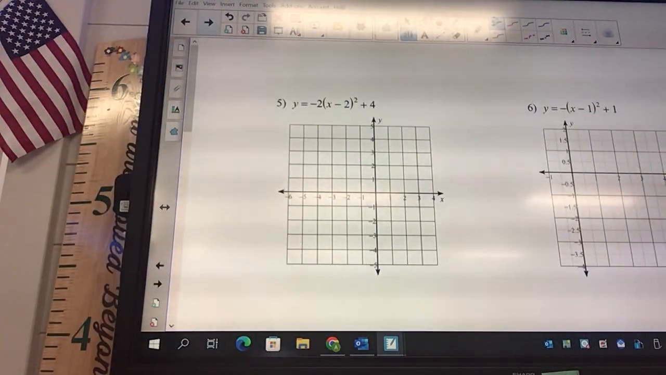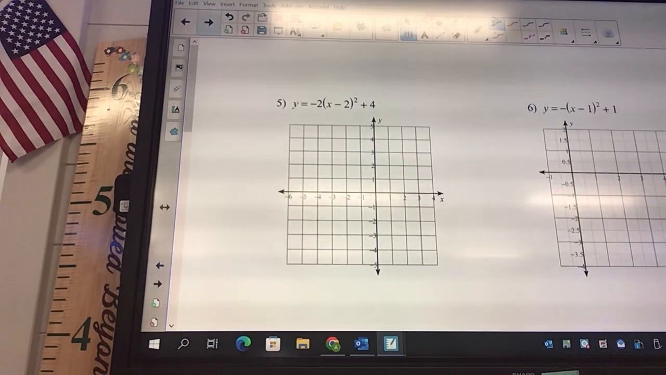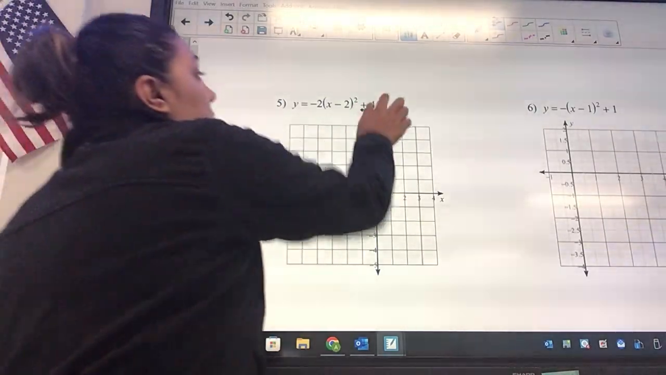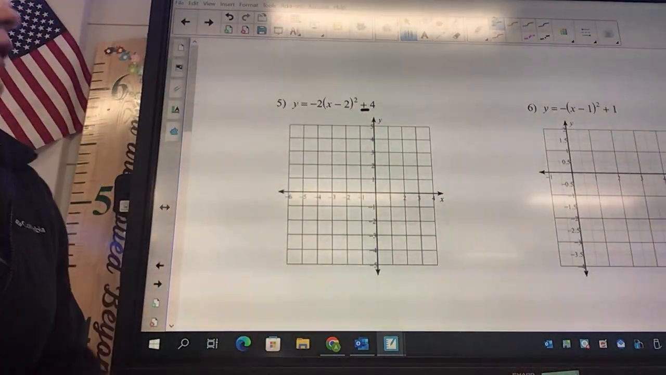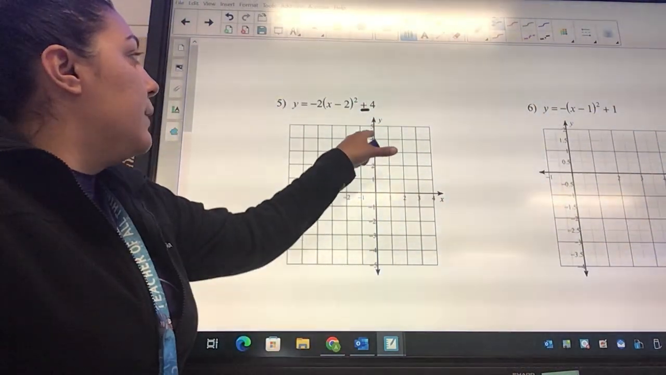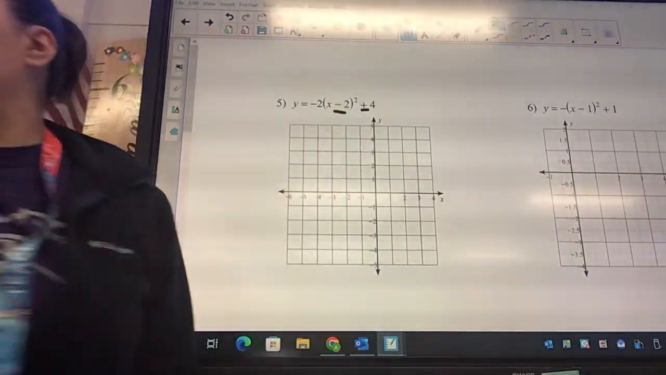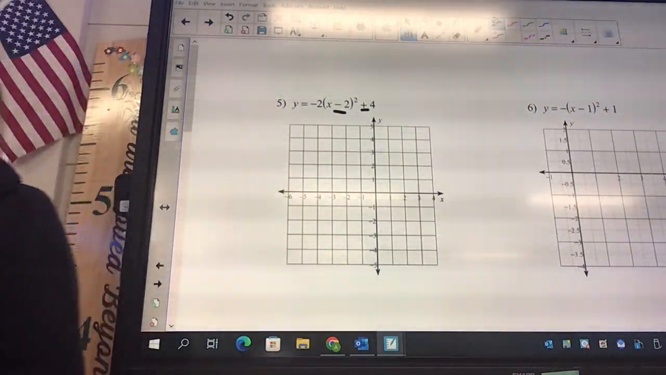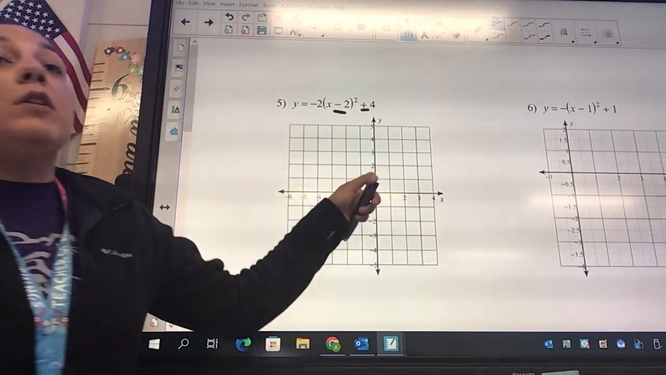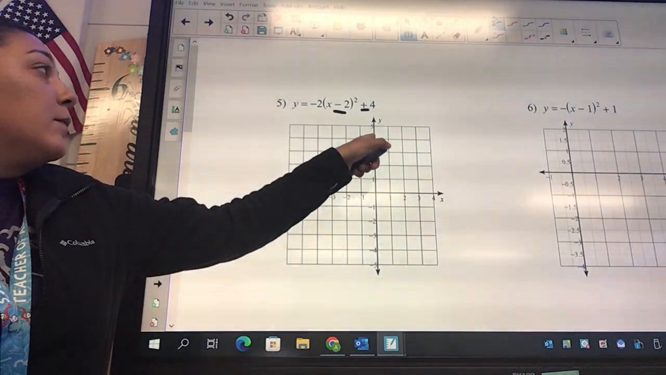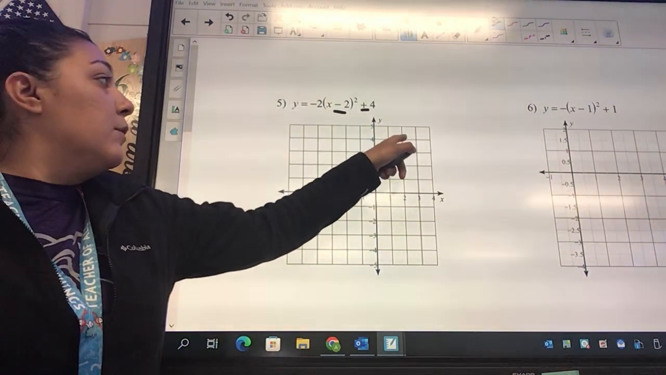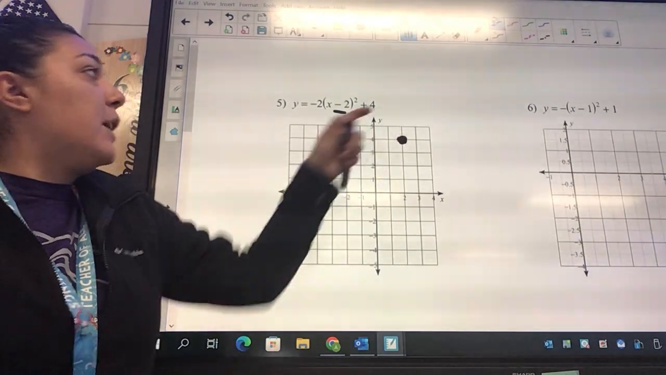Okay, go to number 5. What's this plus 4 do? It goes up 4. 1, 2, 3, 4. This minus 2, what's the minus 2 do? Right 2. Okay, so that's our vertex.